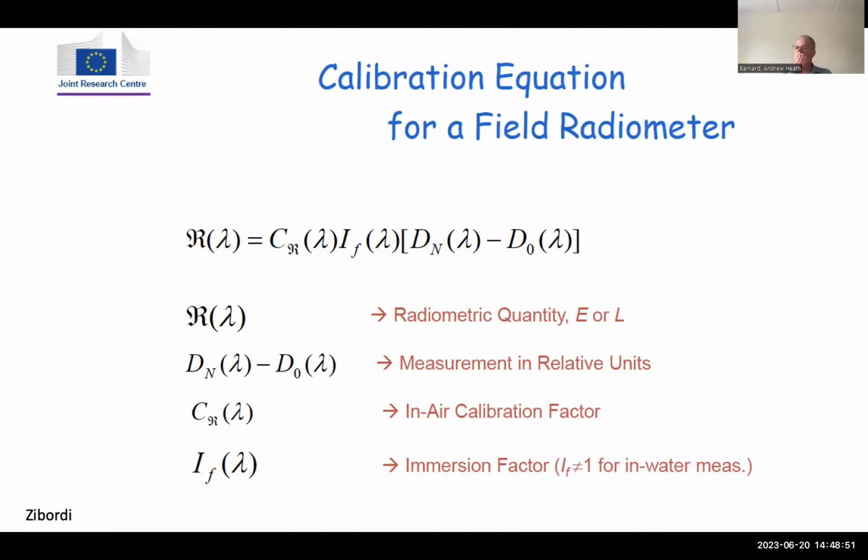So this is the basic calibration equation for a field radiometer. Whether it's radiance or irradiance on the left-hand side, what you end up with is an in-air calibration factor, a way to scale the instrument counts to radiance or irradiance. Then there's an immersion factor, which we'll talk about in a few slides. And then we take the difference between the actual digital counts when the radiometer is sensing the light field, minus the digital counts when the total light field is occluded, either by using a shutter or capping it off. Basically, it's just giving you what's called a dark reading, a sort of lower end noise level.